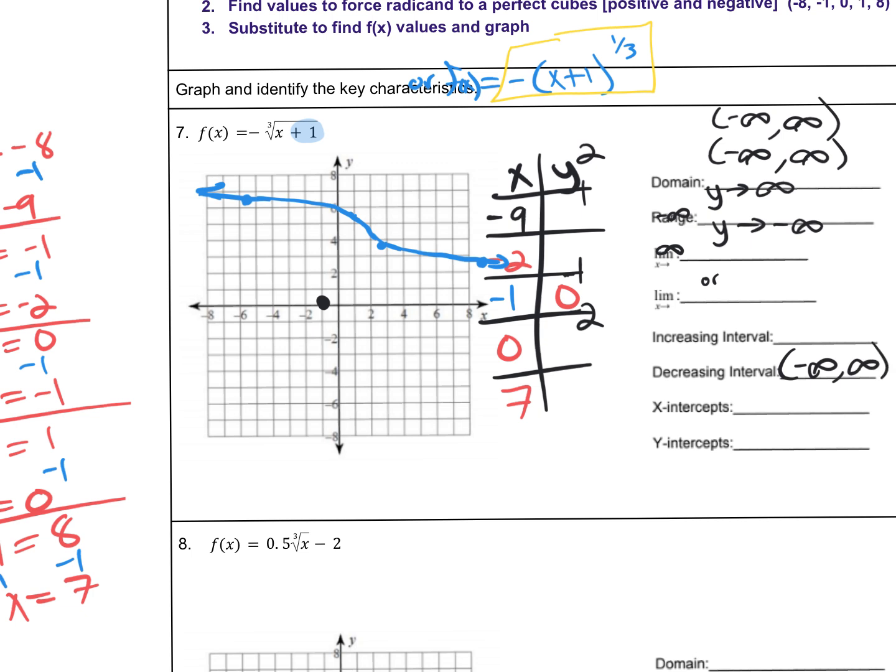X and y intercepts, you can see a couple points we have here. The x-intercept would be this point, (-1, 0), whereas the y-intercept, where it crosses the y-axis, would be the point (0, -1).